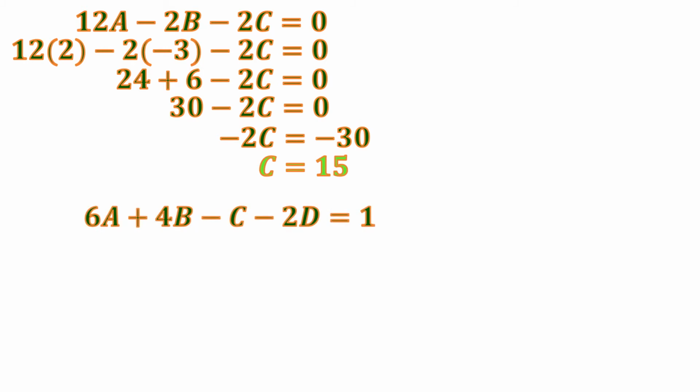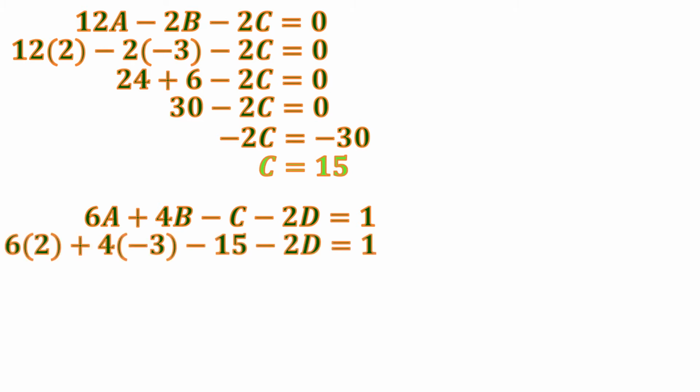And lastly, the one without the x, we have 6a plus 4b minus c minus 2d equals 1, because the one without the x at the right side is 1. And so let's substitute with those constants that we have. We have a is 2, b is negative 3, and c is 15.